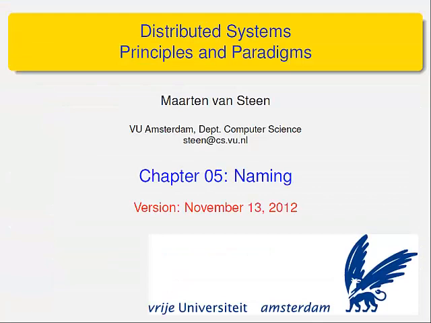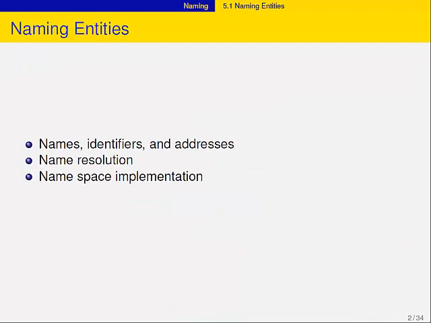I'm going to start talking about naming. Now, it will be a bit abstract in the beginning. Bear with me, because in the end, it will all make sense. I want to talk a bit about names, identifiers, and addresses. We'll talk about name resolution, DNS, I mean in peer-to-peer, and also a bit about namespace implementation.